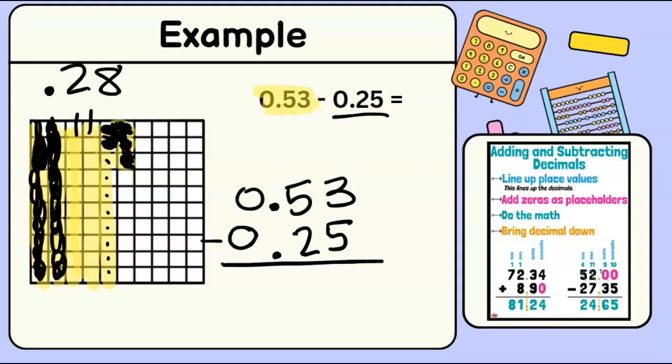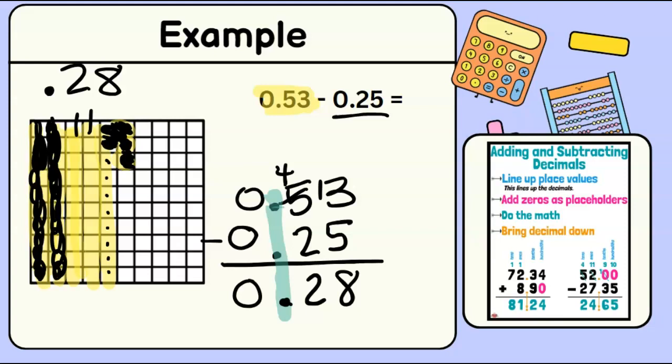3 minus 5, well, I can't do that, so I know I need to regroup. I'm going to borrow 10 from that 5, turn that 3 into a 13. So 13 minus 5 is going to be 8. Then I move on and I subtract 4 minus 2 is 2. 0 minus 0 is 0. Now my final step is going to be bringing my decimal all the way down into my answer.